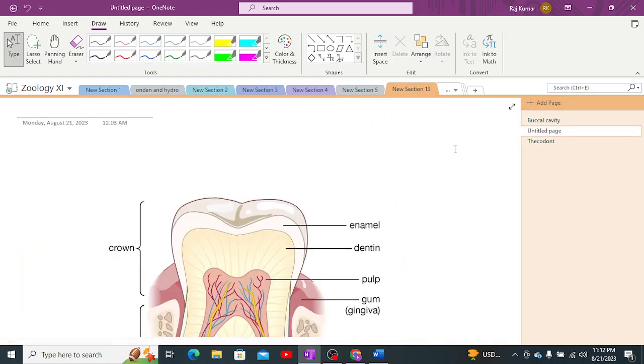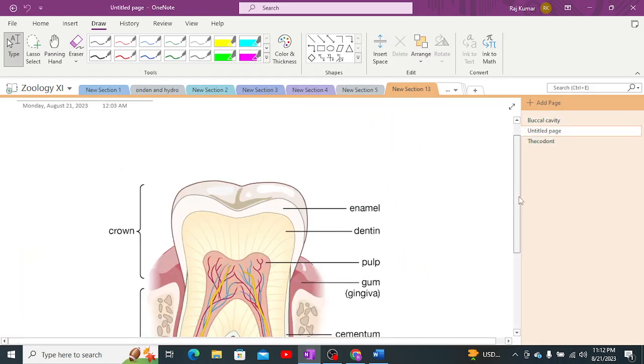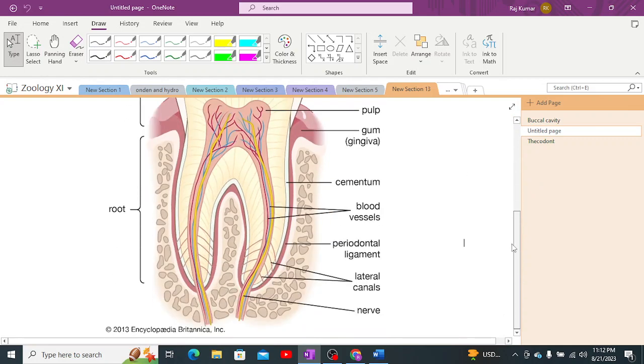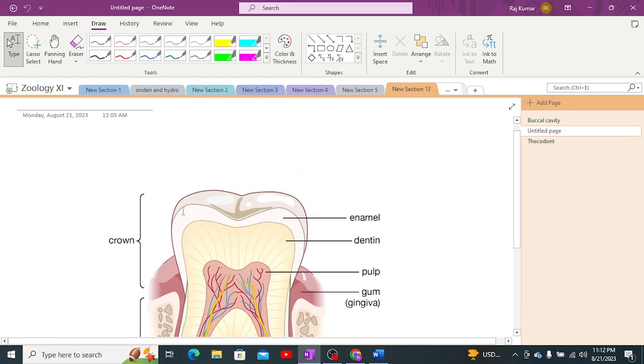After which we are going to briefly describe the structure of teeth. Basically there are three structures: crown, root, and neck. First, let us discuss the crown. The crown is the outer shiny visible part of the teeth, which is composed of enamel. First of all, enamel is ectodermal in origin.